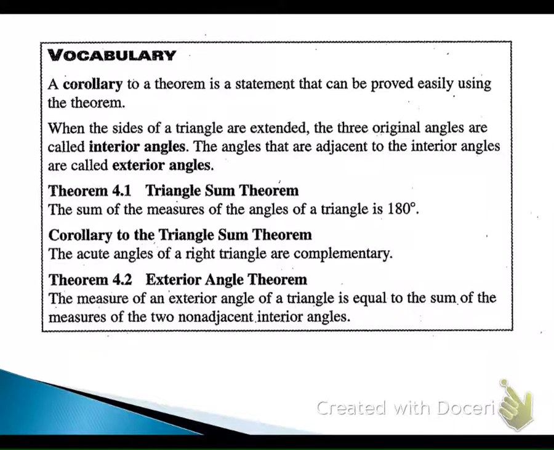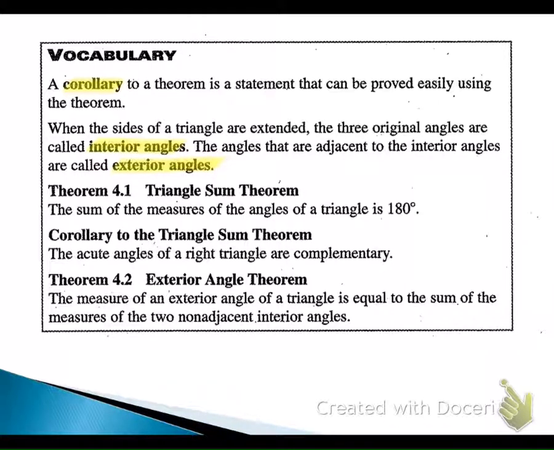Alright, for our vocab, the only three vocab words that I would worry about writing separately would be corollary, interior angles, and exterior angles. Those theorems below we are going to get to next in the notes. A corollary to a theorem is a statement that can be proved easily using that theorem. So it's just something that if we know the theorem, it makes sense because of that theorem.